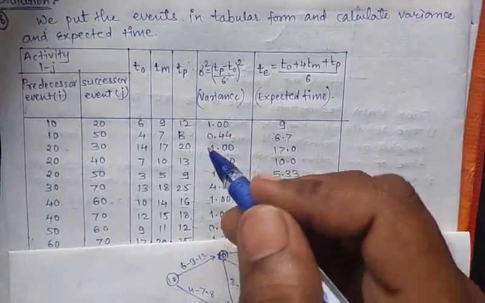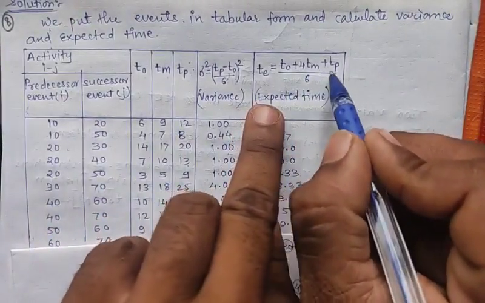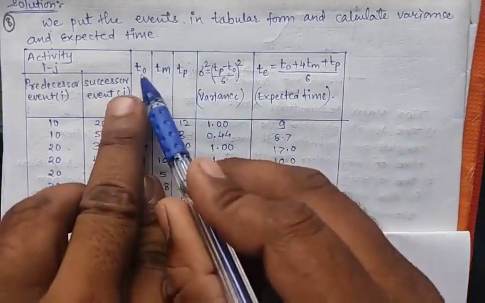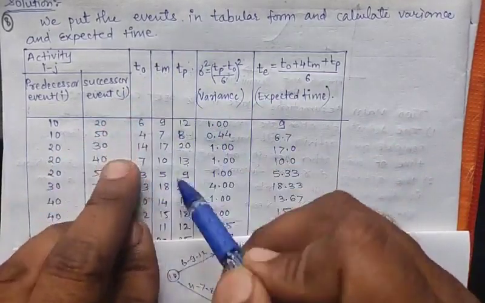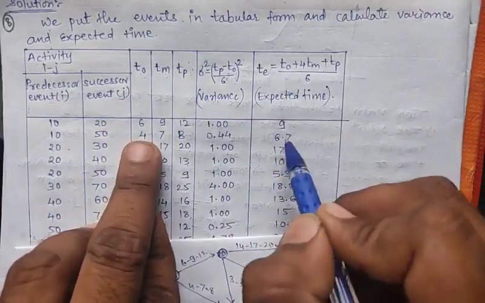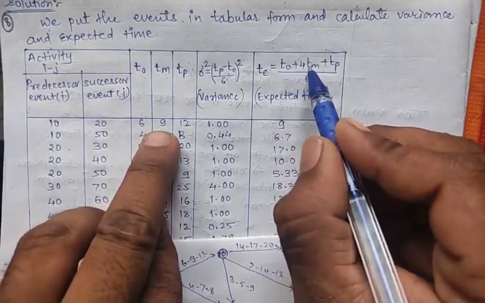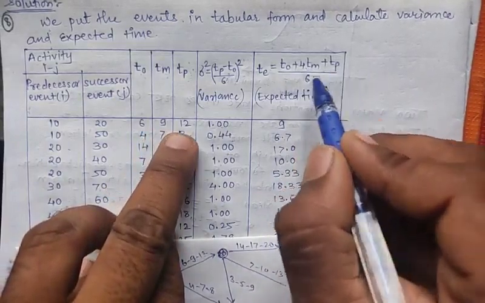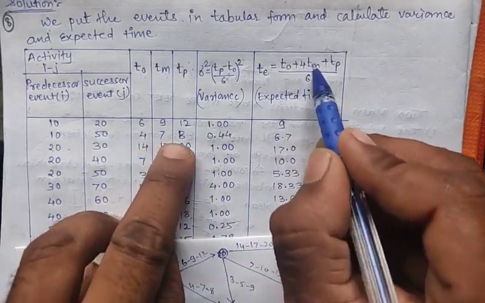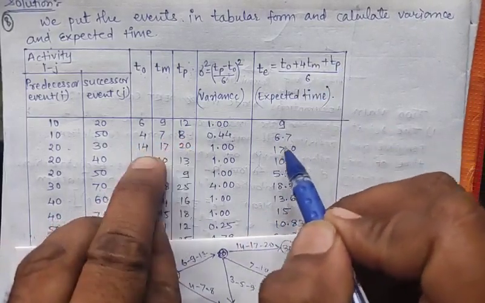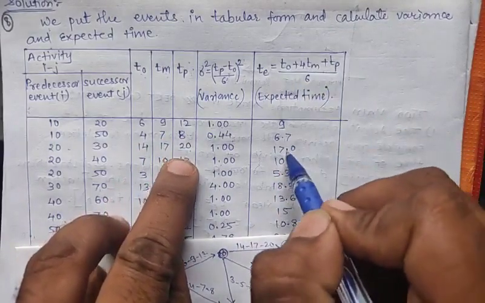Now to calculate the expected time for each activity, we have the formula T0 plus 4 times Tm plus Tp, upon 6. Substitute the T0, Tm, Tp values for each activity and calculate. So 6 plus 4 into 9 plus 12 upon 6, after calculating, we get 9. Next 4 plus 4 into 7 plus 8 upon 6, we get 6.7. Next 14 plus 4 into 17 plus 20 upon 6, we get 17, and so on.